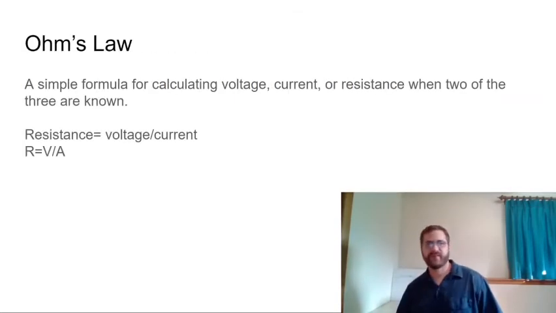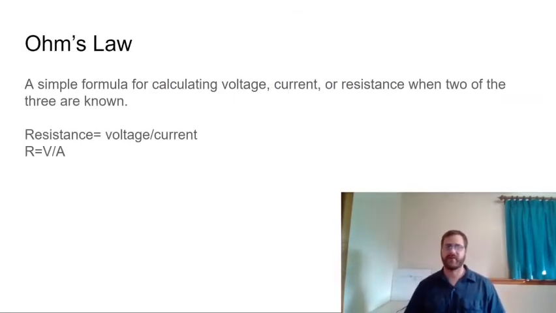So Ohm's law is a simple formula for calculating voltage, current, or resistance when two of the three are known. So that would be resistance equals voltage divided by current. Now different places will use different symbols to represent these. But for this example, we'll just do resistance equals volts divided by amps. Depending on what situation you're using, they may call these things different names. Voltage can be voltage or intensity. Current can be amps or I can't remember, but there are different terms that can be used to express all of these. But this is the basic formula.